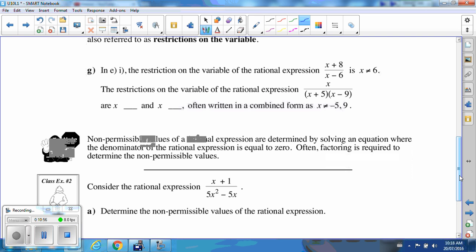So in this one, it would be x cannot equal -5 and x cannot equal +9. But because mathematicians are lazy, we can just usually go, x cannot equal 5 or 9.